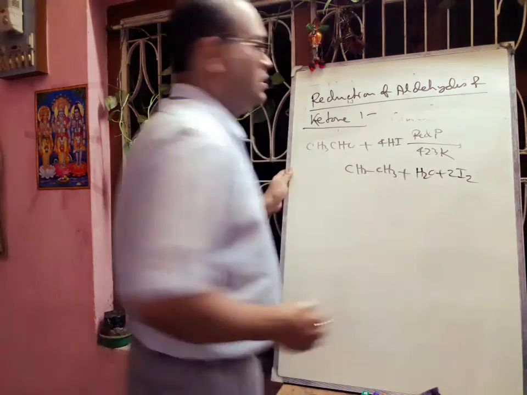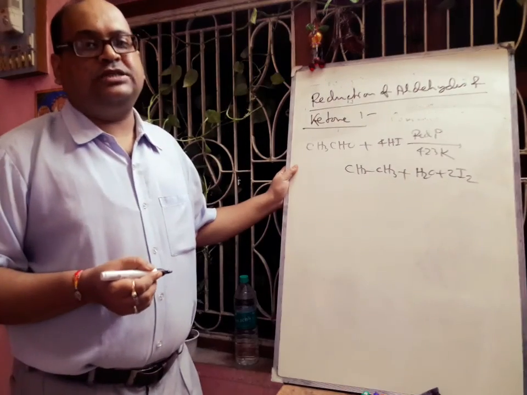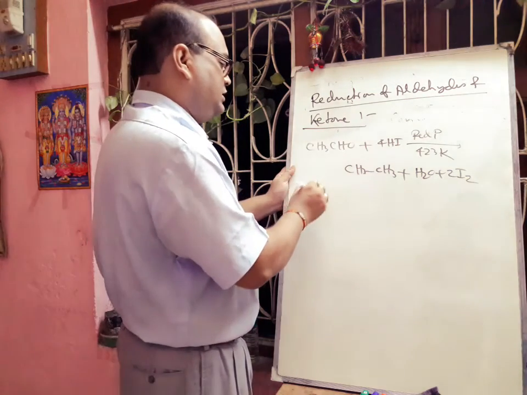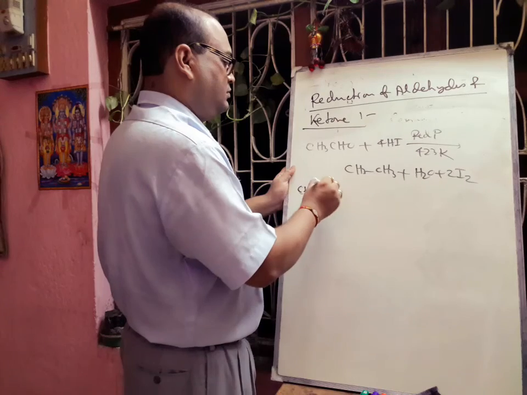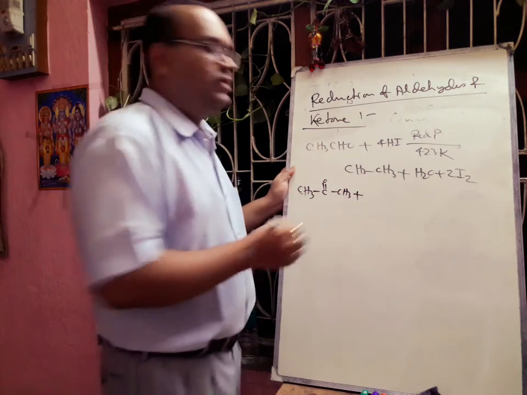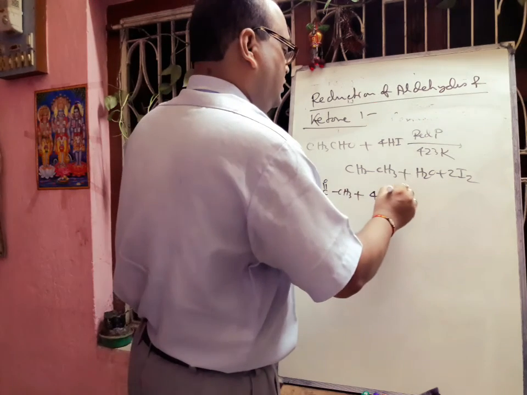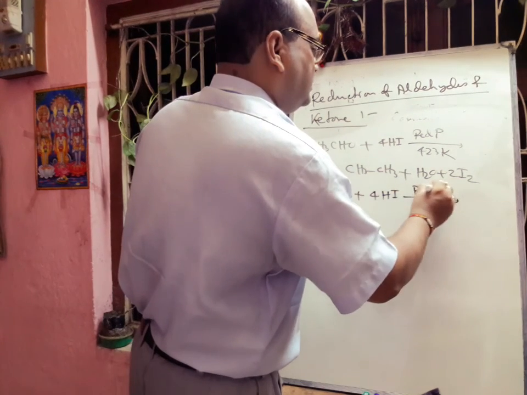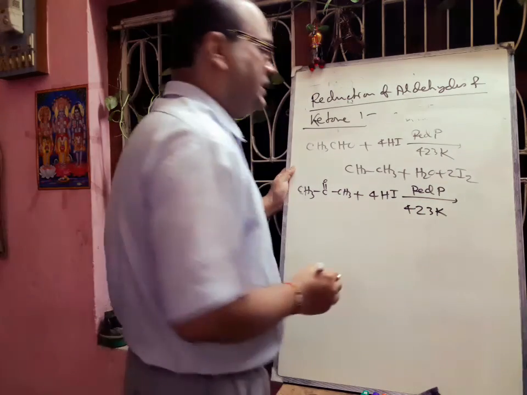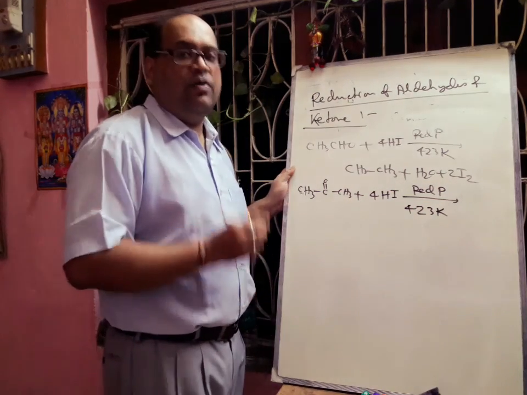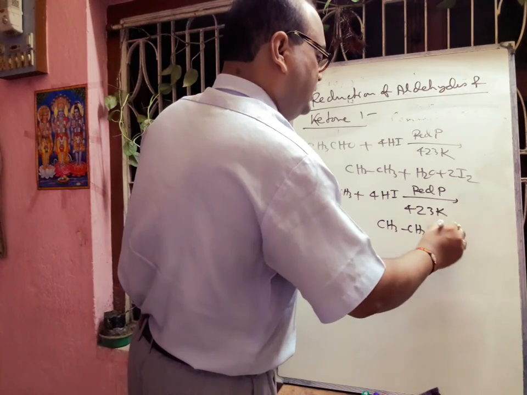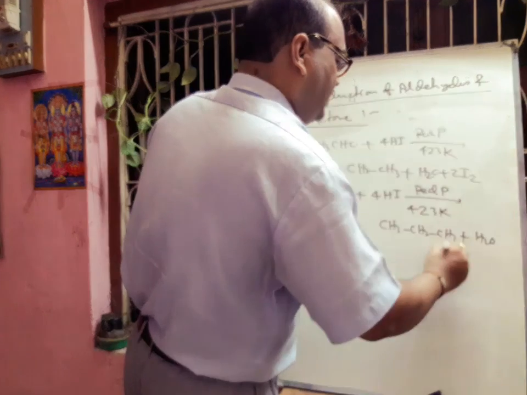Ketones also respond to this reaction. If we take acetone, CH3COCH3, here also it will react with 4HI in presence of red phosphorus around 420 to 423 Kelvin temperature. That will produce propane, CH3CH2CH3, plus H2O plus 2 I2.